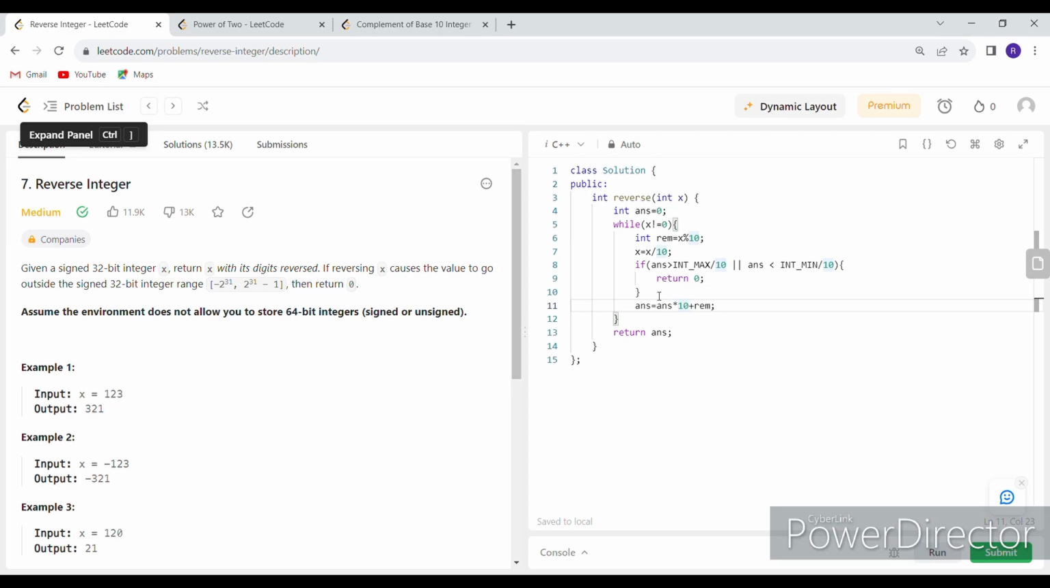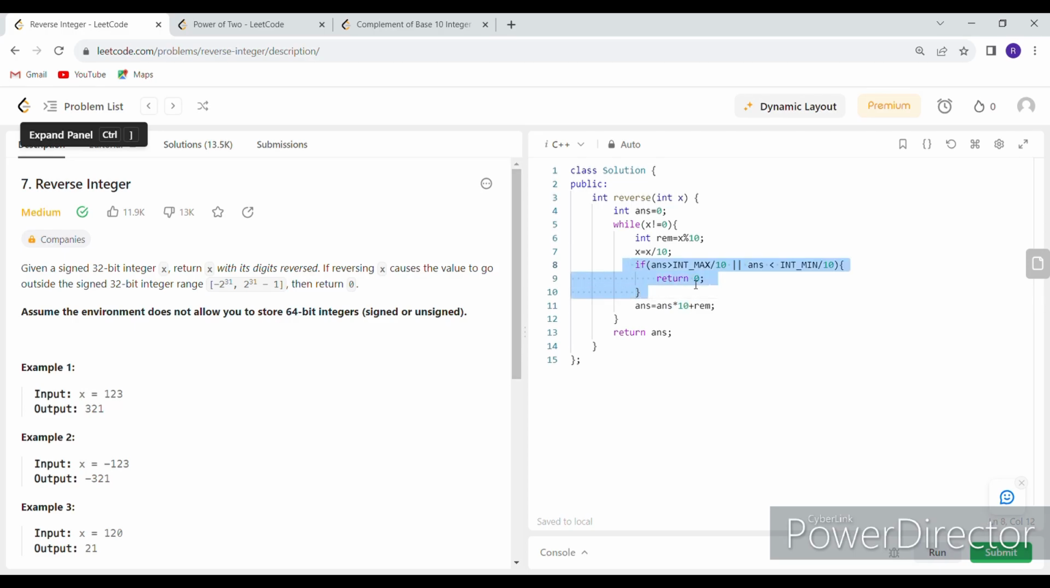So to handle this error, we will beforehand add this condition that if the answer is greater than int max by 10. Before executing this only, what this statement says is, if answer into 10 is greater than int max, which we are going to do, answer into 10 we are going to do just after this. So we are checking it before only.